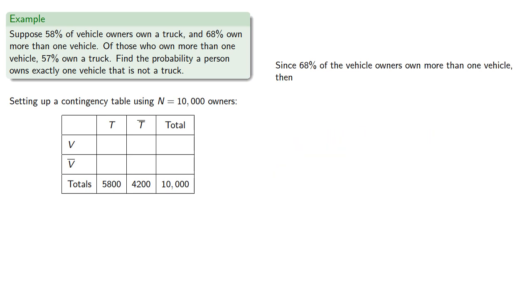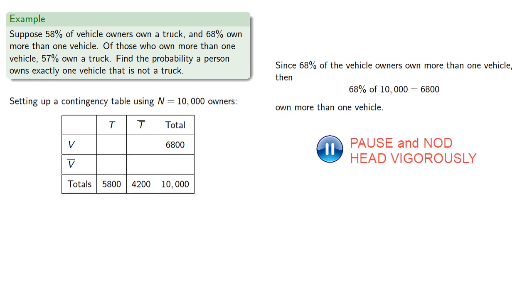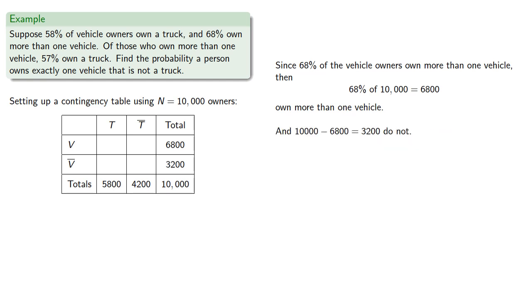Again, 68% of vehicle owners own more than one vehicle, and so that means 6,800 of them will own more than one vehicle. And the remaining 3,200 do not. And again, these are the unconditioned numbers, so they also appear in the totals column.